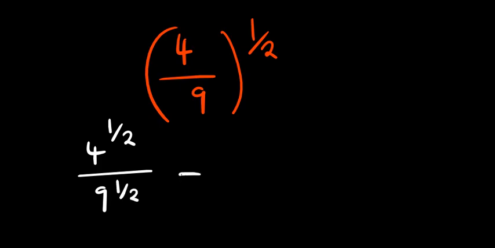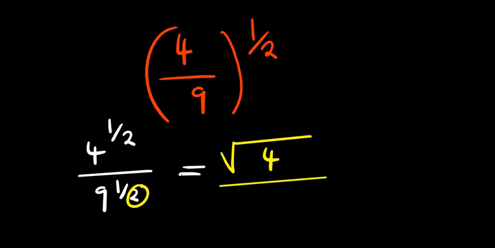Now if I continue solving this one, the 2 there, we are saying it becomes the root, right? Because this is a fraction. So I'm going to have the root of 4 on top. When I come down here, same, the 2 here becomes the root. So I'm going to have the square root of 9.